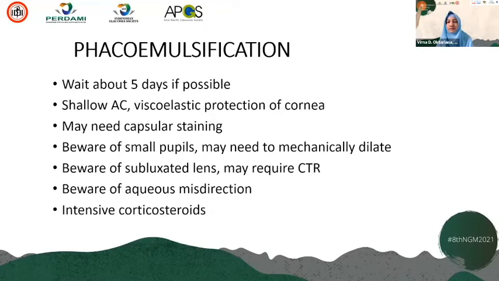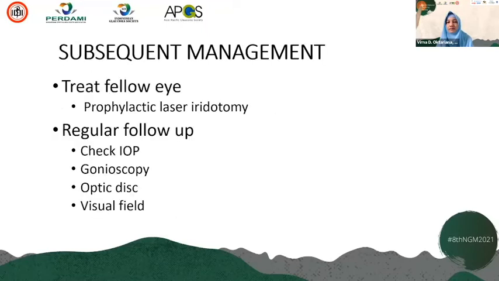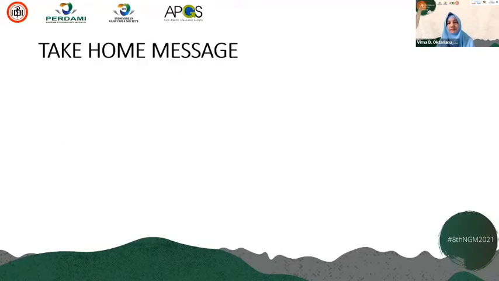And post-operatively, intensive use of corticosteroid. The subsequent management is always to treat the fellow eye with a prophylactic laser iridotomy and follow this patient up regularly, check their intraocular pressure, perform regular gonioscopy to look for PAS, and also assess the optic disc and visual field to look for progression.